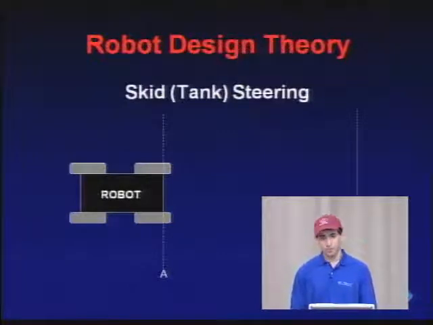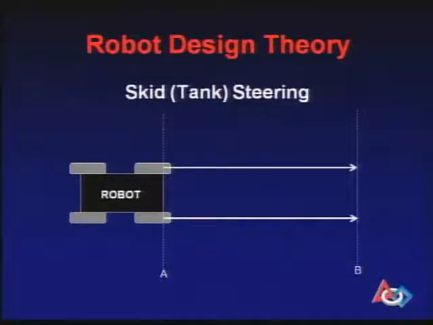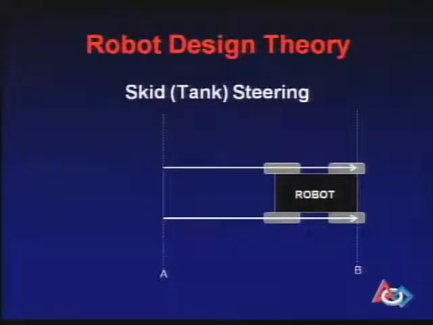Now, let's look at this robot as it travels in a straight line. It's going to drive from line A here to line B. As this robot drives in a straight line, you'll notice that the set of wheels on the bottom of your screen are going to drive in a straight line from A to B, and the wheels on the top drive in a straight line from A to B. So as the robot moves, the wheels on the top are going to move the same distance in the same amount of time that the wheels on the bottom move. And since both sets of wheels are moving the same distance in the same amount of time, the robot's going to travel in a straight line.